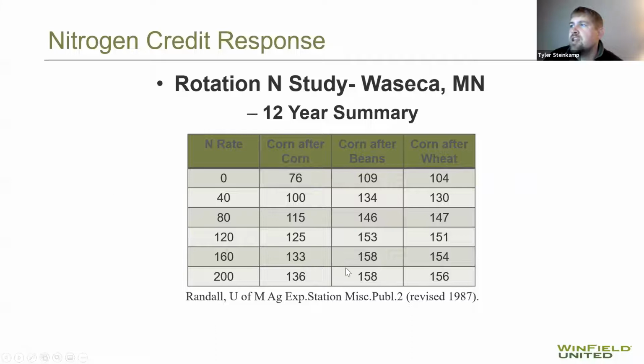And this study really did a nice job of showing how that works. So for example, here's our nitrogen rate, corn after corn bushels per acre, corn after soybeans, and then corn after wheat. You can see the corn after corn suffered a lot more than the corn after soybeans here, and it's because of that nitrogen credit.